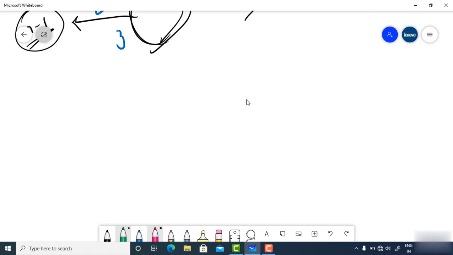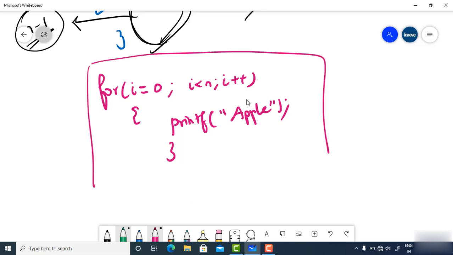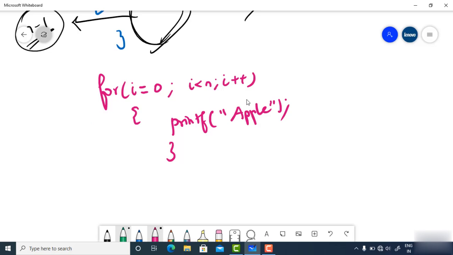Then what is the time complexity? Okay, so let's say this is my, again I'll go for a for loop. Let me have only one print statement. So this is the program. I just want to print something, say apple, n times. That is the idea of this program, right? So I am asking what is the time complexity of this particular pseudocode, or the algorithm?